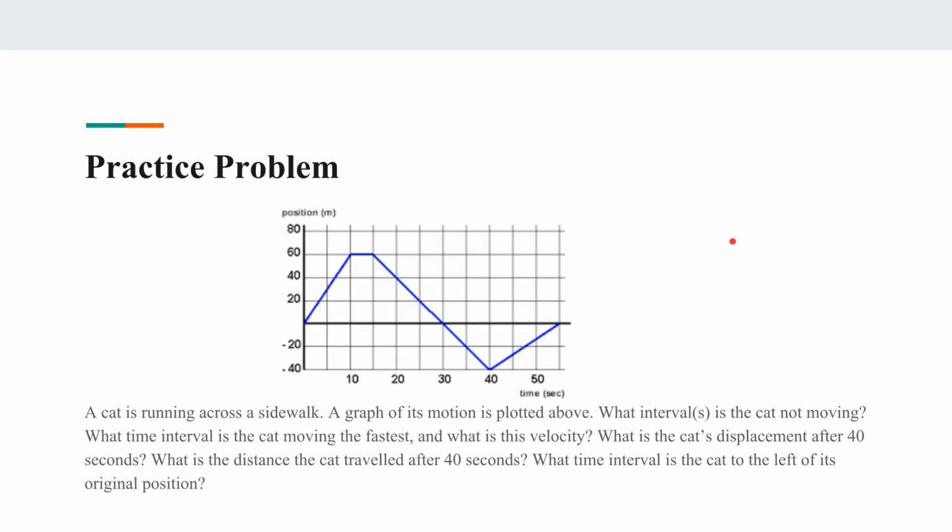So here's a practice problem. Let's say we have a cat running across a sidewalk. A graph of its motion is plotted above. What time intervals is the cat not moving?